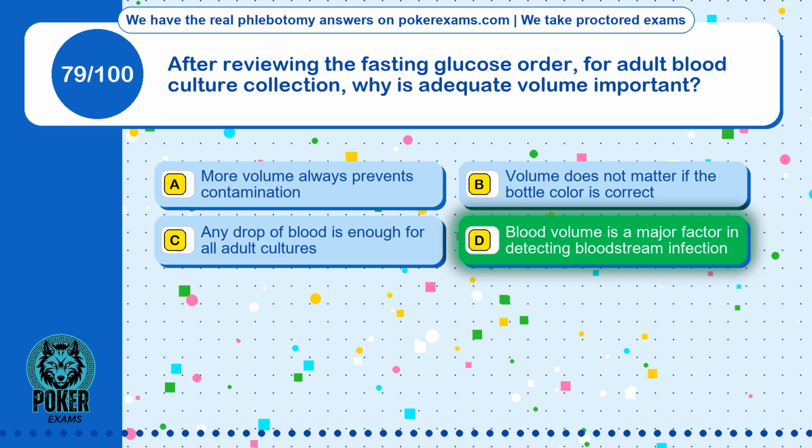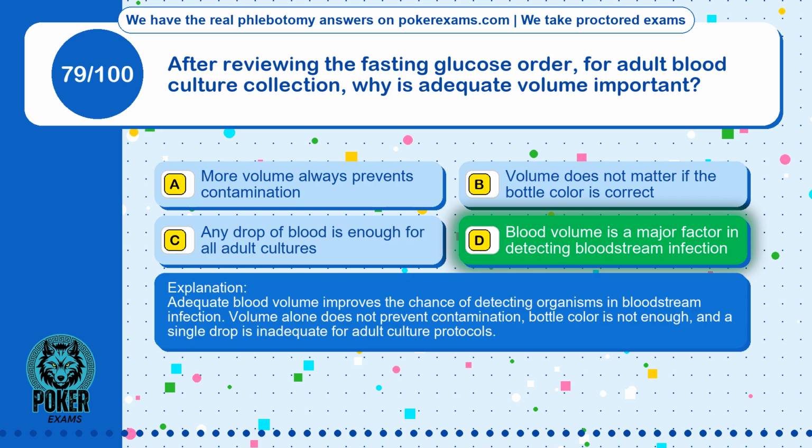The correct answer is option D. Blood volume is a major factor in detecting bloodstream infection. Adequate blood volume improves the chance of detecting organisms in bloodstream infection. Volume alone does not prevent contamination, bottle color is not enough, and a single drop is inadequate for adult culture protocols.